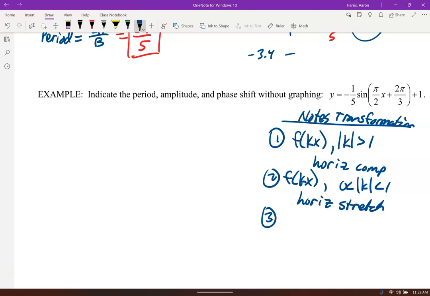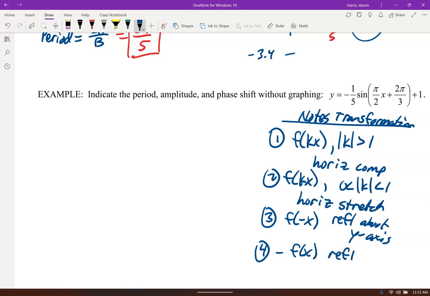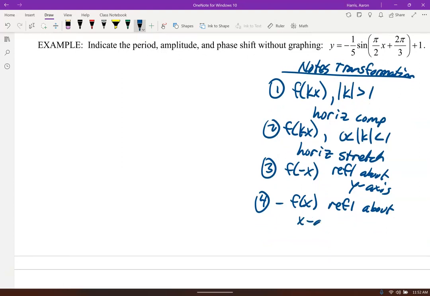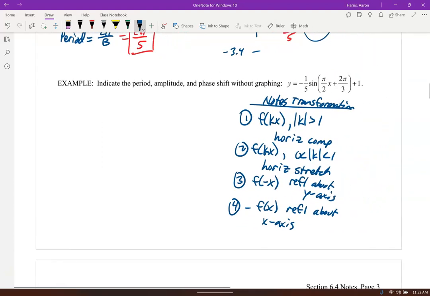You should also note if you throw a negative in for the x, that'll reflect it about the y-axis, right? Whereas if you put a negative out front of it, it'll reflect it about the x-axis. That's a few transformations to remind you about. Okay. All right, let's go back to this.